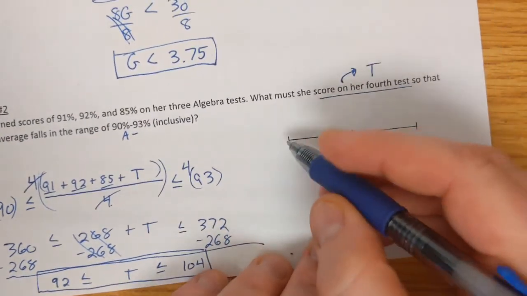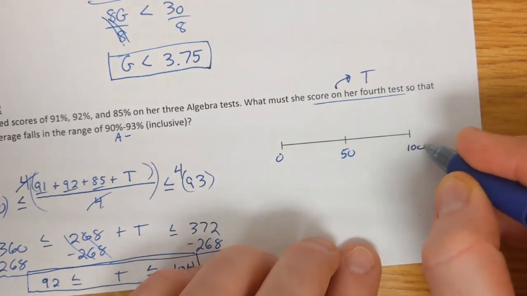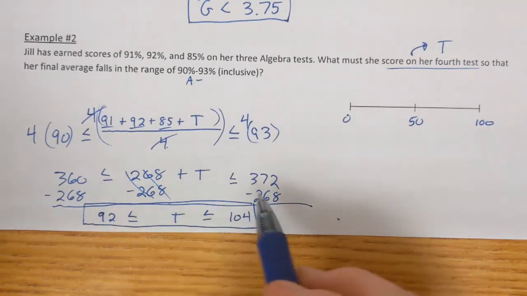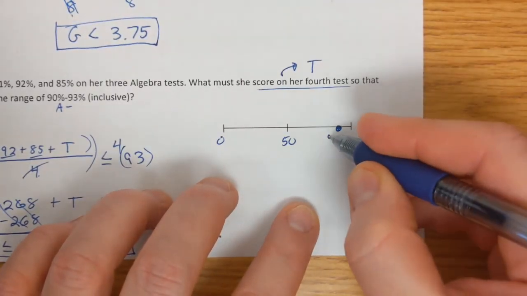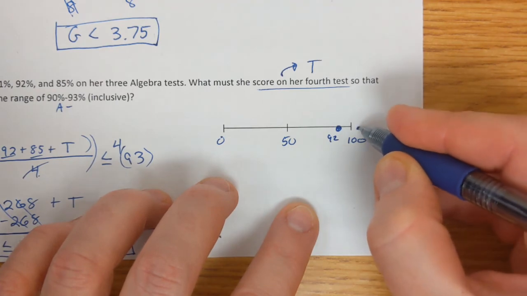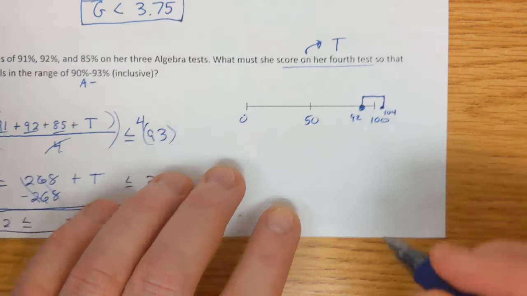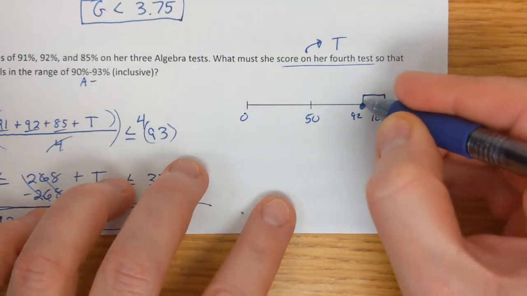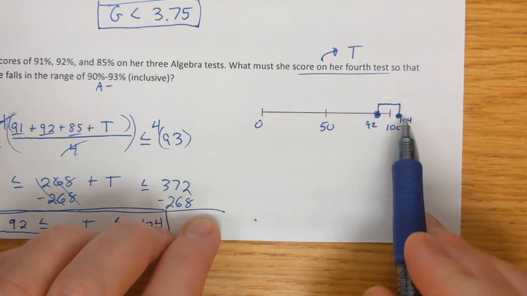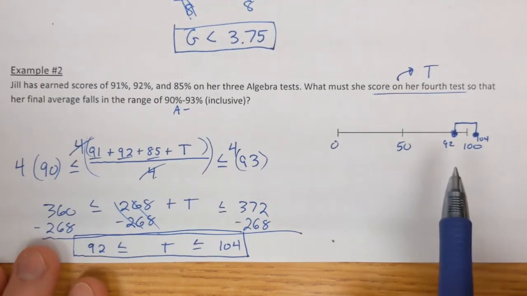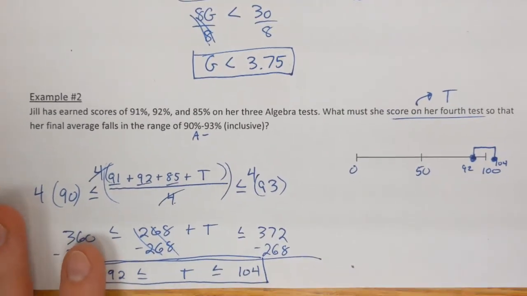So I'm going to do this. I'm going to go like this: 0, 50, 100. Her test score needs to be between a 92 and 104. So here's a 92. 104 would be a little bit out of the range. So here it is on a graph. As long as her 4th test falls between 92 and 104, she's going to hit her ultimate goal, a final average of 90 to 93.